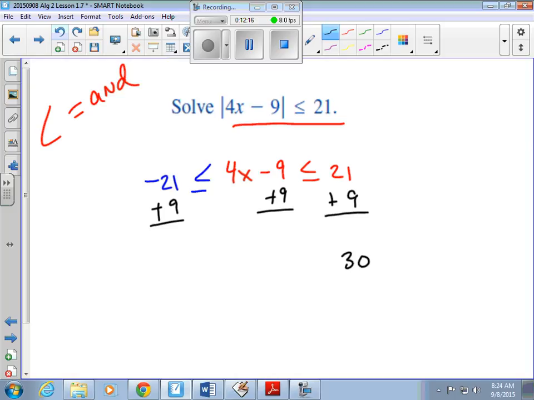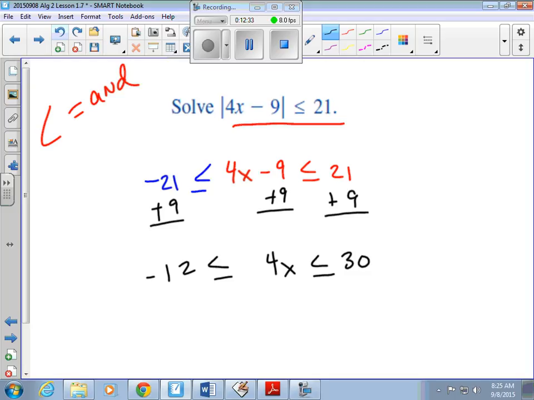11 minus 9 is going to be 2. And we had to borrow 1, so it'll be negative 12 is less than or equal to. This canceled out and left us with simply 4x. And that canceled out and gave us 30. We didn't reverse the symbols because all we did was add 9.